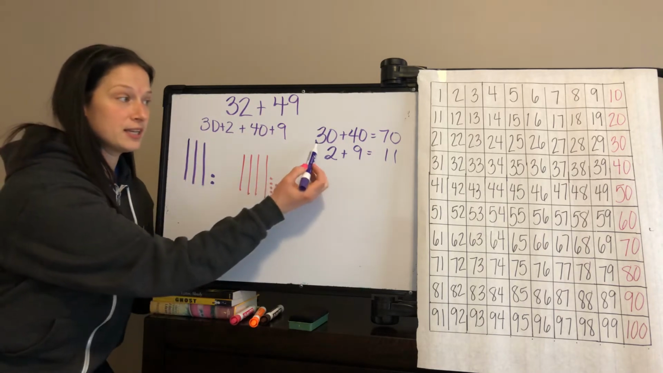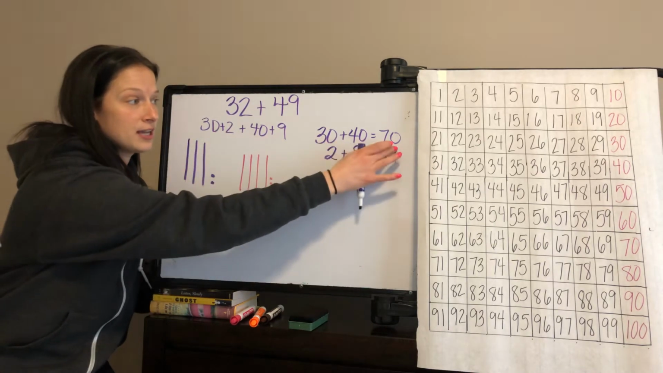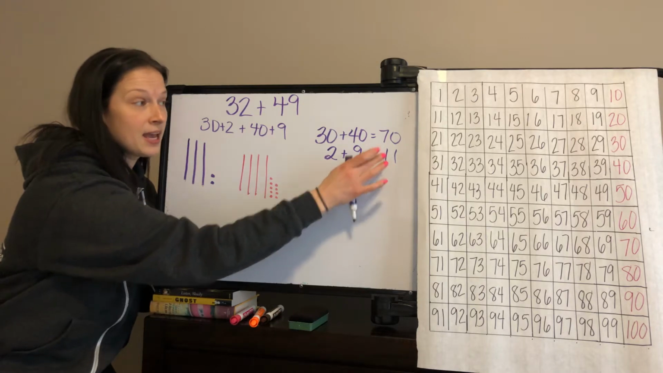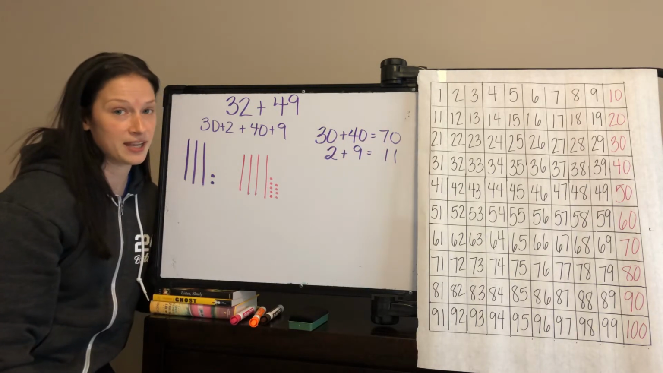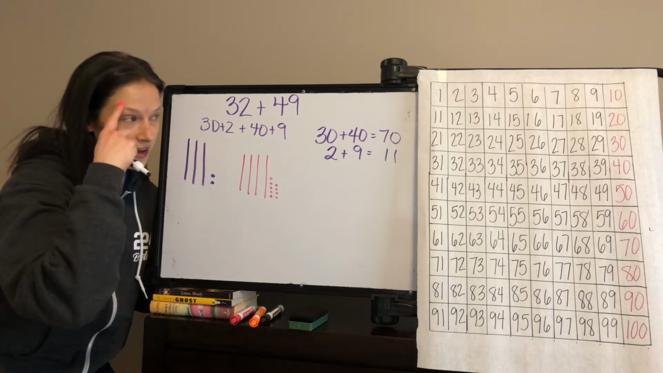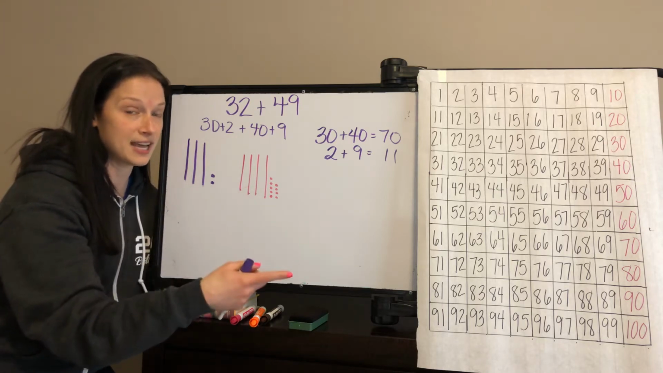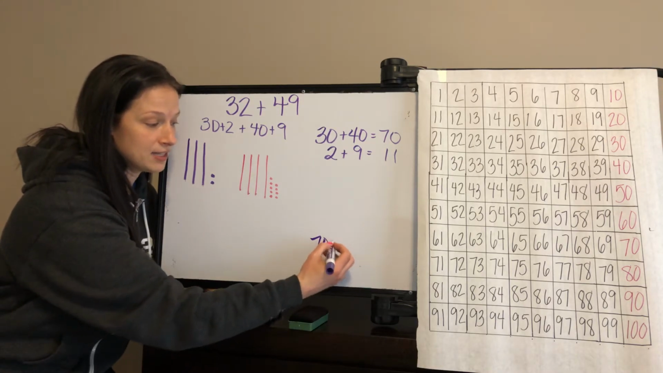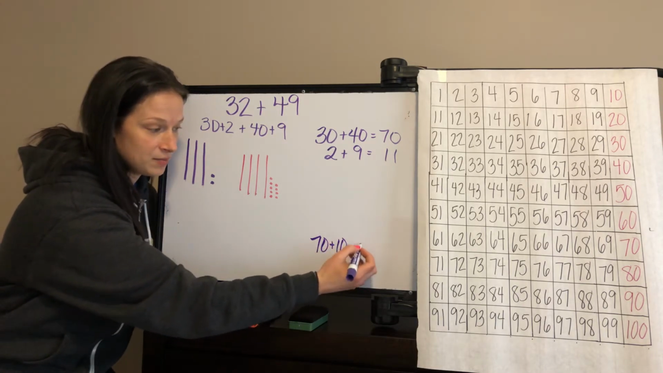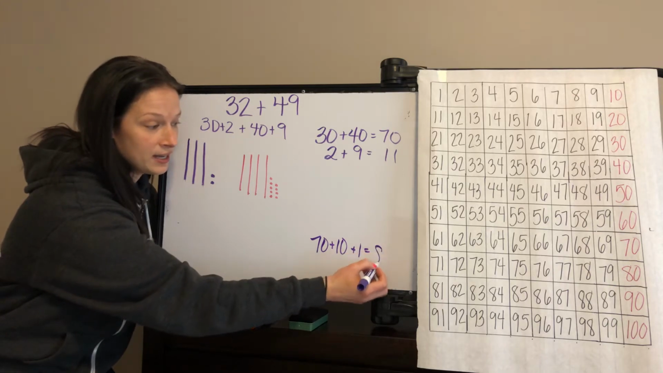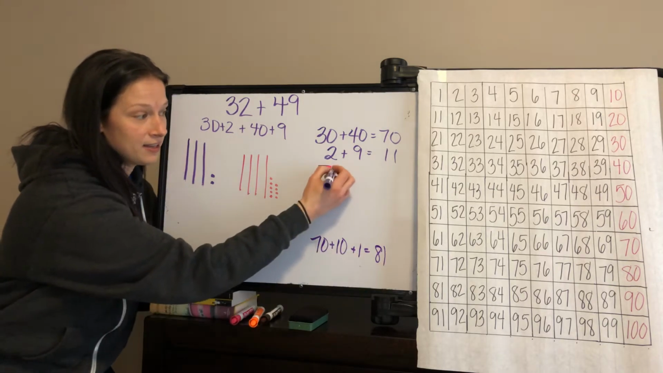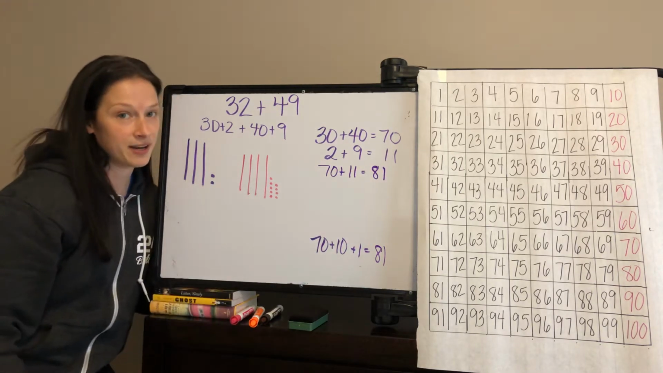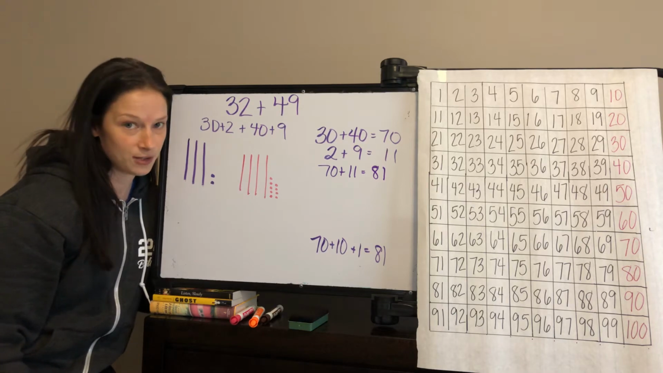What they're doing is taking the 30 and the 40 first, combining them, then taking the 2 and the 9, combining them. Then when they add 70 plus 11, in their head they're thinking 70 plus 10 is 80, plus 1 more. So this is what's happening in their head: 70 plus 10 is 80, plus 1 more is 81, and that's where the 70 plus 11 happens efficiently up in their brains. Parents, take note, there's no standard algorithm going on right now.